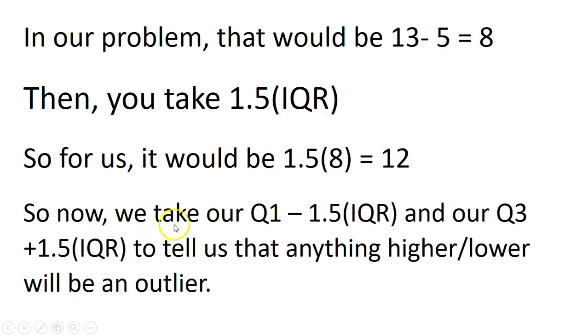So now, here's what you do. You take that 12, the 1.5 times your interquartile range, and you subtract it from your first quartile, and you add it to your third quartile. That tells us that anything higher or lower than those values will be an outlier in this problem.